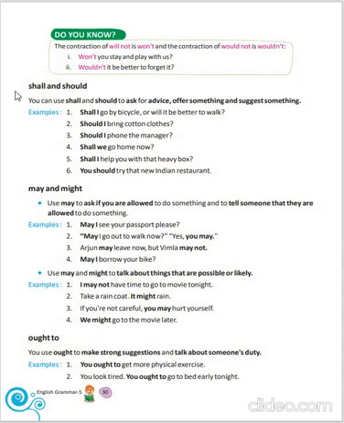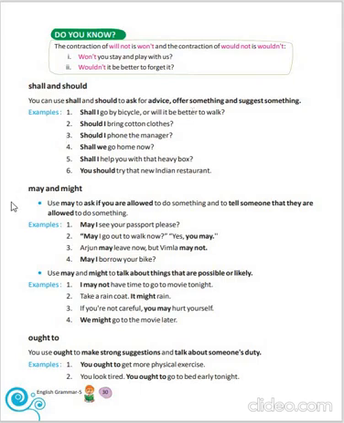Now the use of shall and should. We can use shall and should to ask for advice, offer something, and suggest something, like shall I go by bicycle, or will it be better to walk?